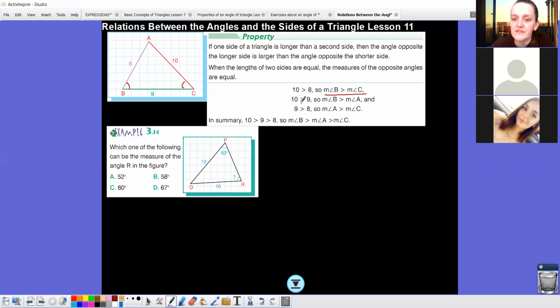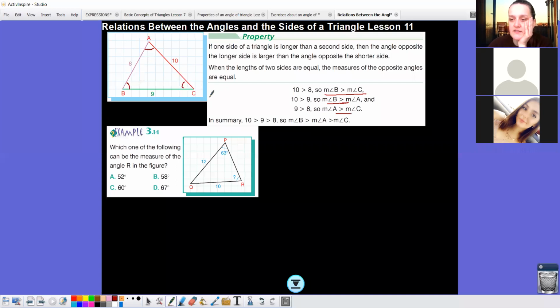Also, because 10 is greater than 9, the measure of angle B will be greater than the measure of angle A. And because 9 is greater than 8, the measure of angle A will be greater than the measure of angle C. Did you understand how it goes? Yes.